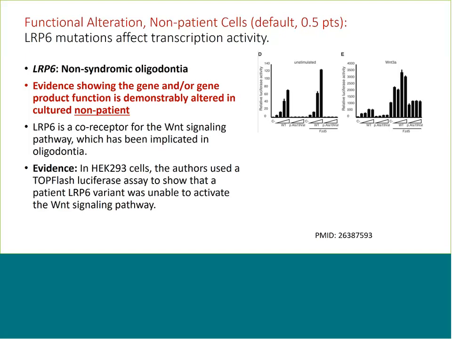And what they did was express the variant, a patient variant in HEK293 cells and use the TOPflash luciferase assay to show that this particular variant was unable to activate the Wnt pathway. So since the pathway has been directly linked to the disease previously, I thought this was a good example of functional alteration or evidence showing that the gene or gene product function is altered in non-patient cells. Well, any questions about functional alteration?